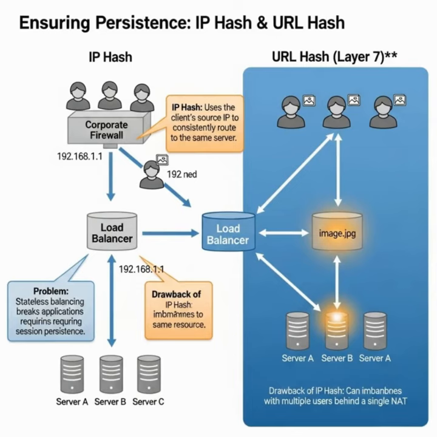So far, we've assumed our requests are stateless. But what about applications that require session persistence, like a user's shopping cart or a multi-step form? If a user gets bounced between servers, their session data is lost. This is where hashing algorithms are essential. With IP hash, the load balancer creates a hash of the client's source IP address and uses that hash to consistently map the client to the same server. Every time that user connects, they're sent to the same place.